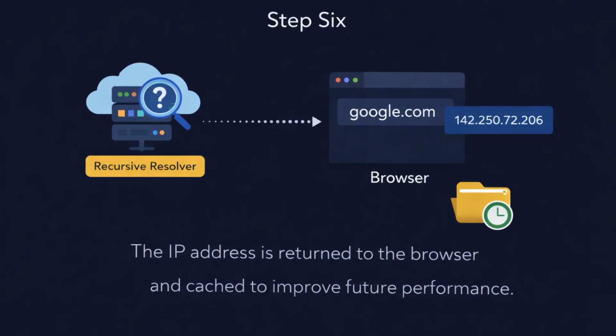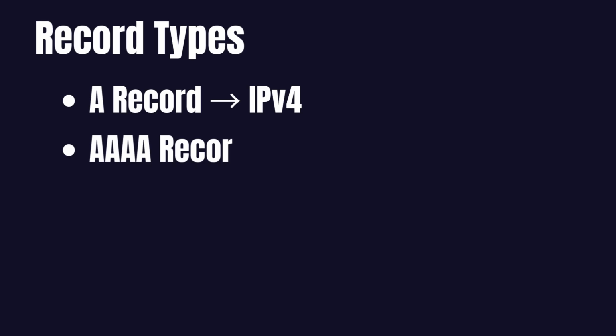DNS is not just about IP addresses. It uses different record types. These record types are defined by DNS standards and stored on authoritative DNS servers. An A record connects a domain to an IPv4 address. An AAAA record connects a domain to an IPv6 address.